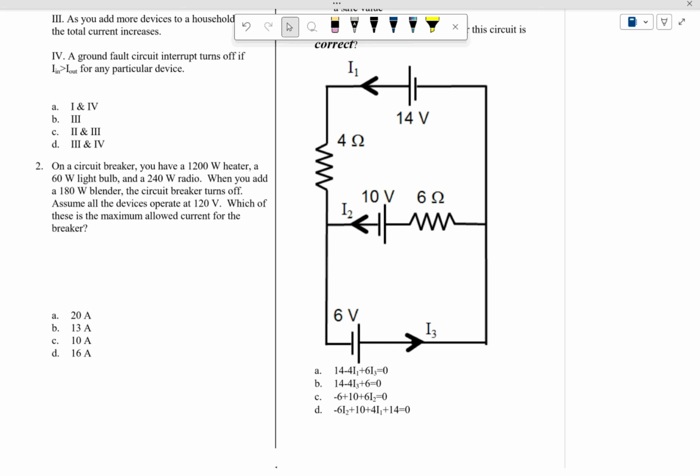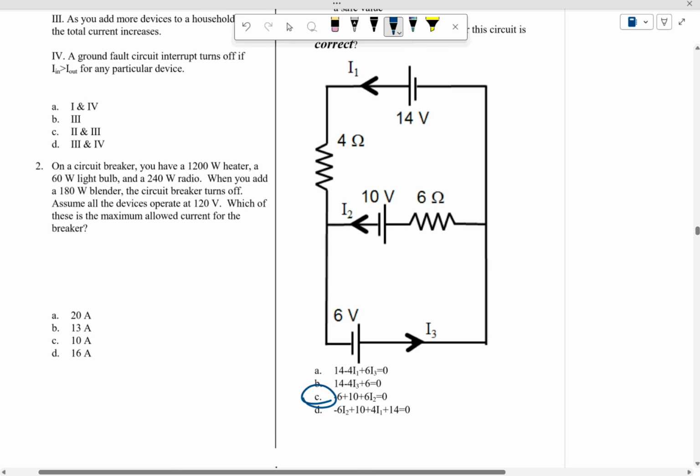And then here, 14, again, positive, going in this direction, minus 4. Oh, it has I3. That's the wrong current. Minus 6. That would be this one, but going in this direction, minus 6, plus 10. That's right. Plus 6I2. Is that right? Plus 6I2? That is right, because I'm going against the current, so it should be positive. So the answer is C there. You will have one very similar to that. I mean, different equations on a different circuit, but you do the same thing.